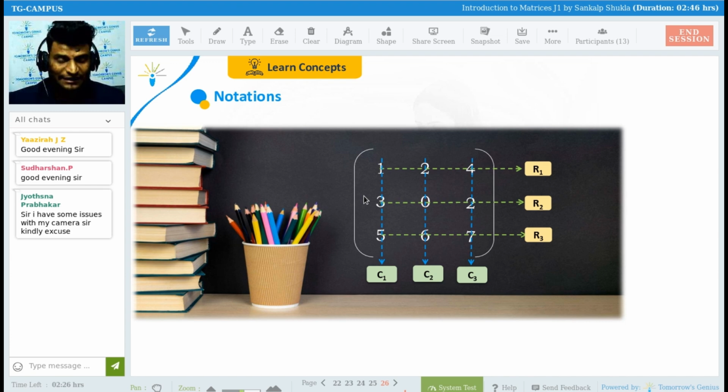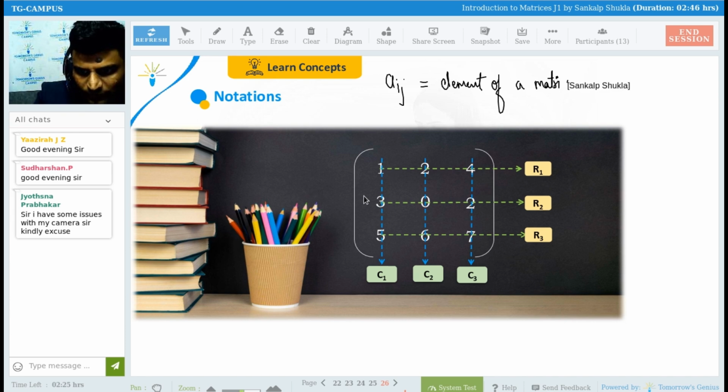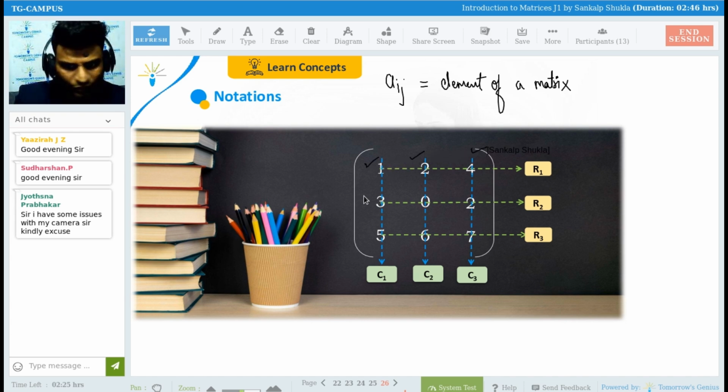Now I was discussing Aij also. Aij means an element of a matrix. If a single matrix is there, I will call it a matrix, but if there are multiple matrices, I will call them matrices. That is the plural. So what is the role of Aij? Suppose in this matrix you can see that 1, 2, 4 is there, 3, 0, 2 is there, 5, 6, 7 is there. Now suppose I want to talk about this 0.